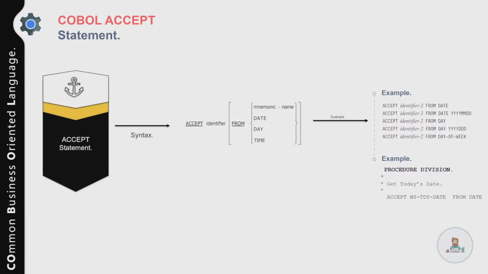Now let's talk about a couple of examples so that you can understand how you can use the ACCEPT statement in your COBOL program. In the following example, we have used the ACCEPT statement. After that, you have identifier 2, which could be your variable where you want to store the date. And after that, we have included the FROM keyword, and then we have specified the date.